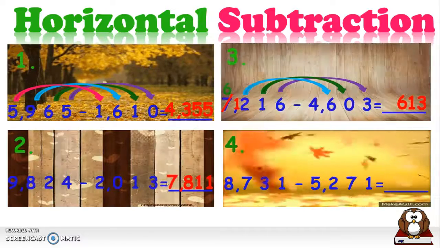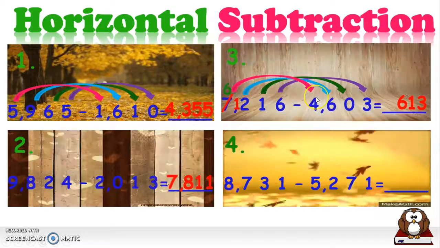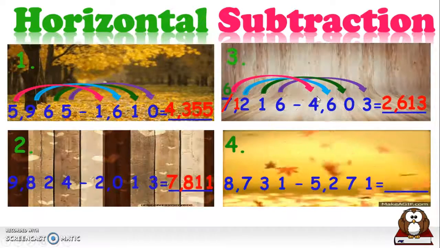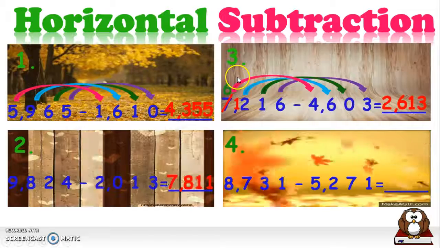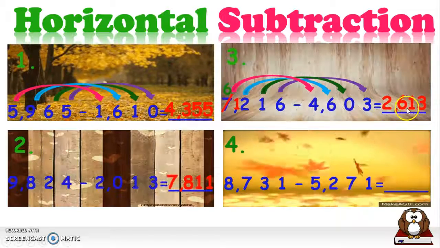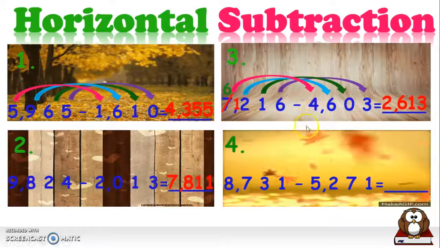And for thousands place, from left to right, it's 6 minus 4 equals 2. Also with a comma after 3 digits. The answer for number 3 is 2,613. Now for number 4.